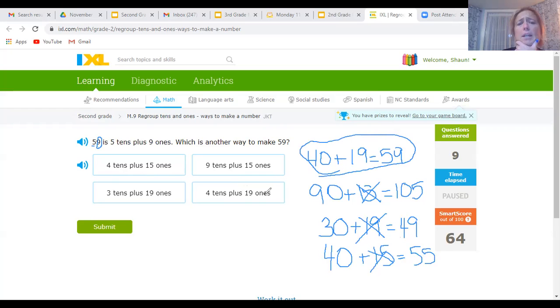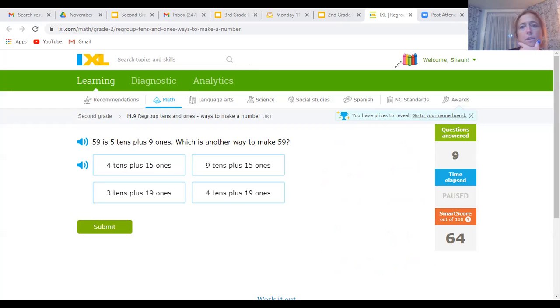Okay, so I wanted to do these two problems just to show you that there's more than one way to write a number in base 10 blocks and also in tens and ones and hundreds. All right, so let me clear my board so we can move on to the next slide.